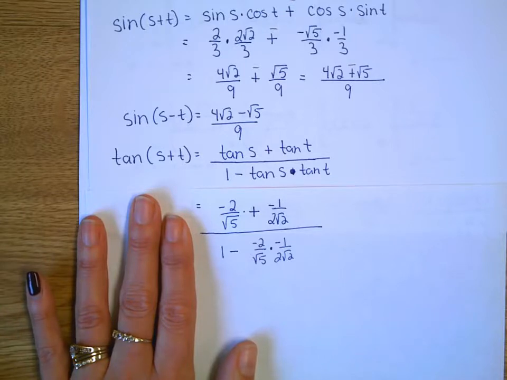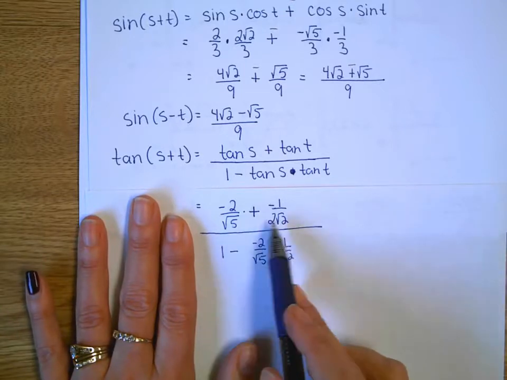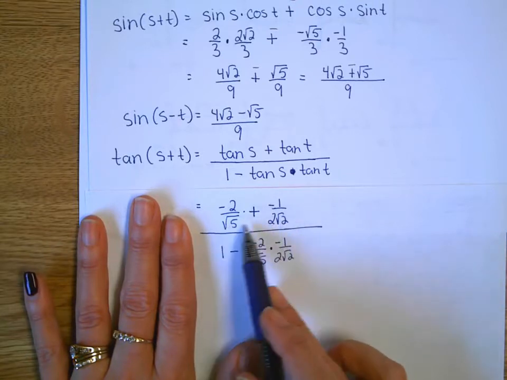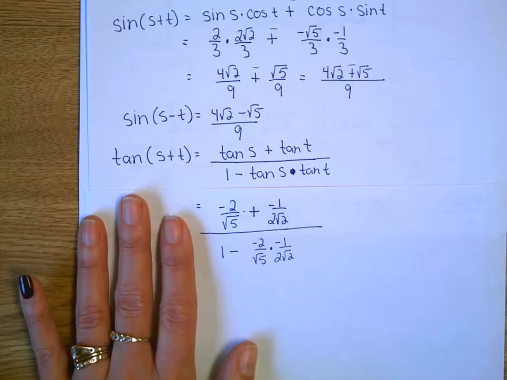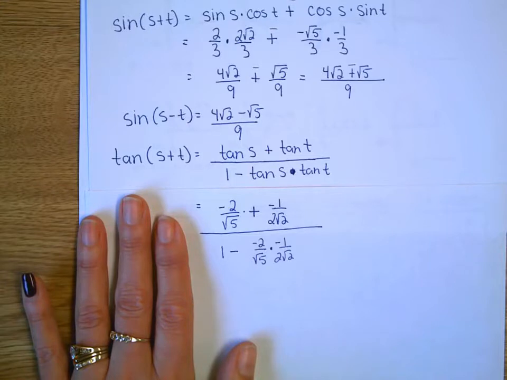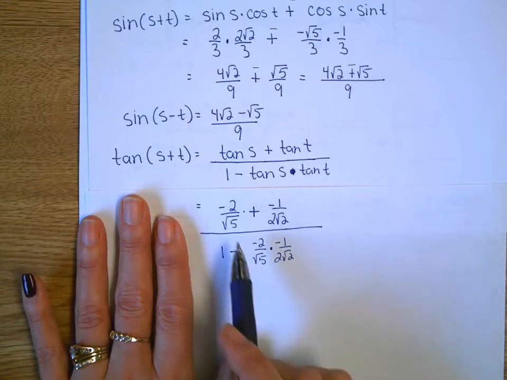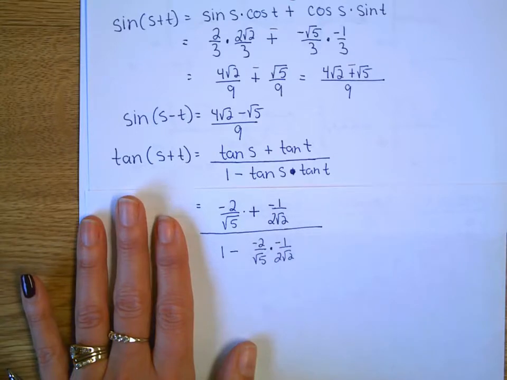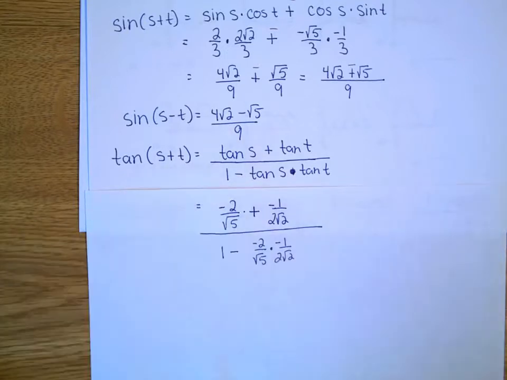Okay, tangents are the ugly ones. I need to add these two together in the top. I need a common denominator. The denominator would be 2 times square root of 2 times square root of 5. Very good. You just multiply them together. 2 times the square root of 2 times the square root of 5. That's actually 2 square root of 10. So, what we're going to do is hit it with a 1.